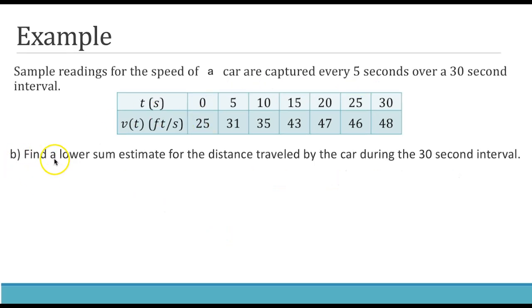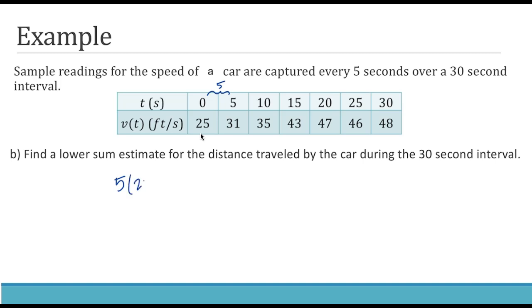Now for part B, we want to find a lower sum estimate for the distance traveled during the 30-second interval of time. So a lower sum estimate, we're still going to use that 5-second interval each time, but now as I look at the two outputs, I'm going to pick the minimum or the smaller of the two.